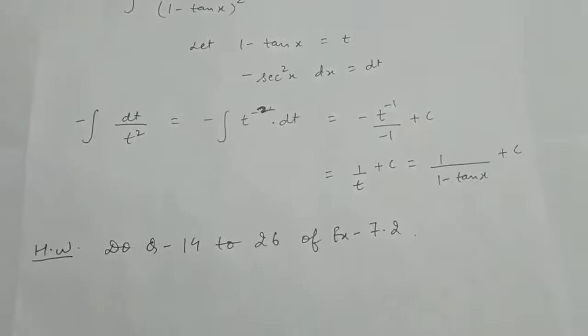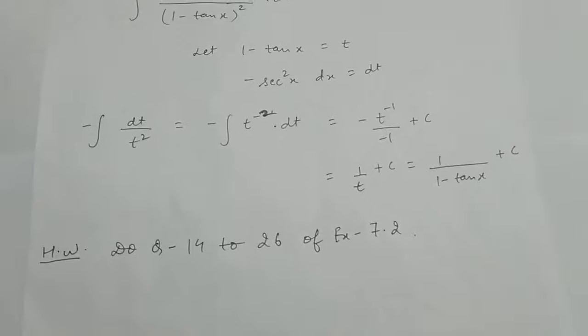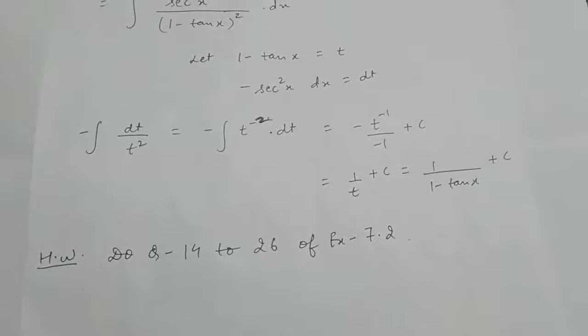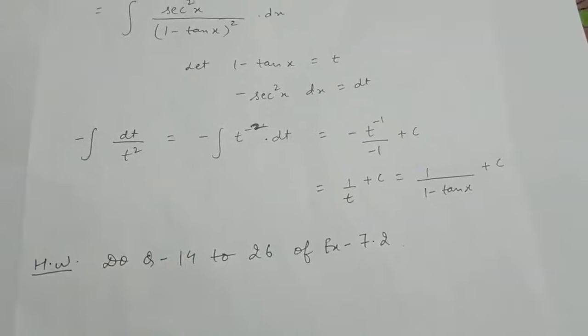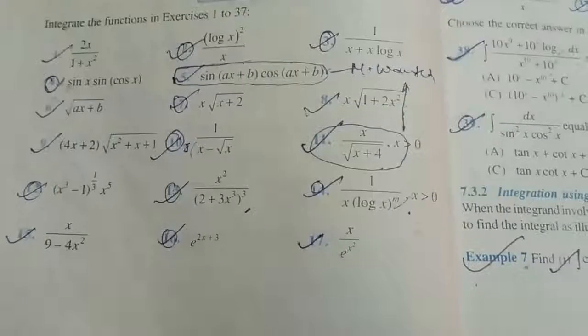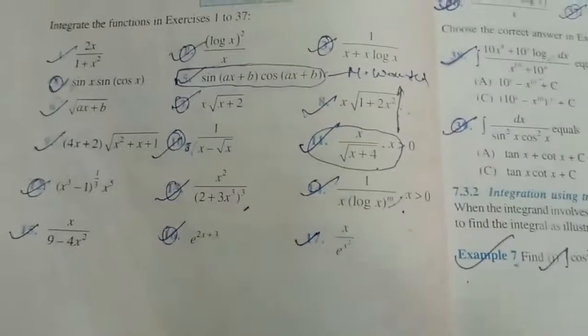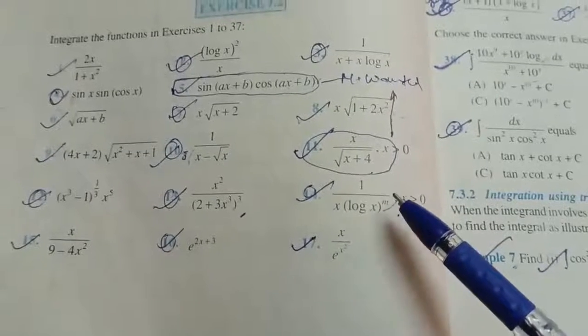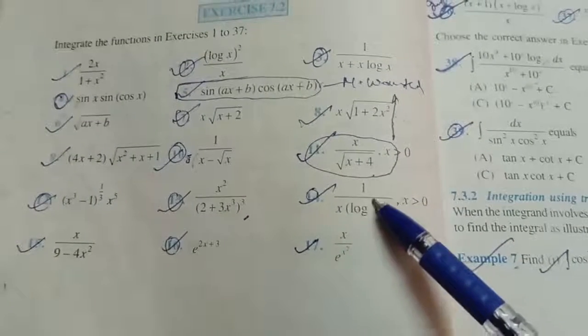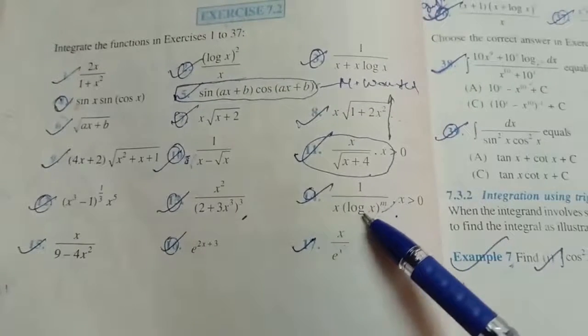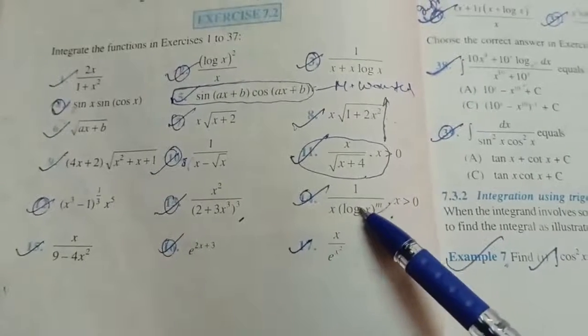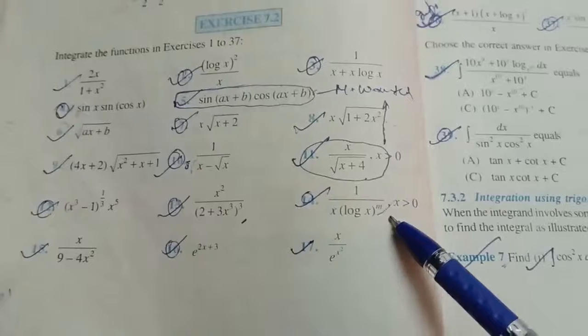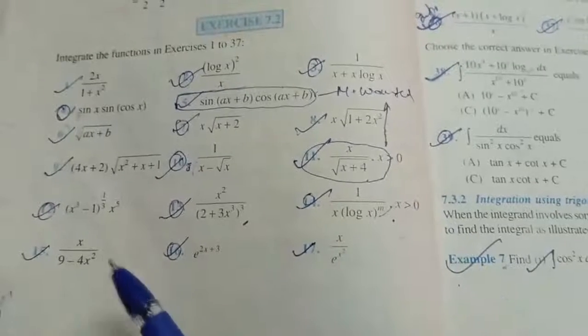So your homework is, you have to do questions 14 to 26 of exercise 7.2. I'll give you hints for the questions. Now question number 14th is 1 upon x into (log x) whole raised to the power m. As you know, the derivative of log x is 1 by x. So in this question, if you let log x as equal to t, right, then it will be solved.